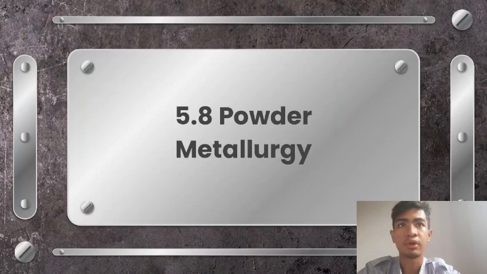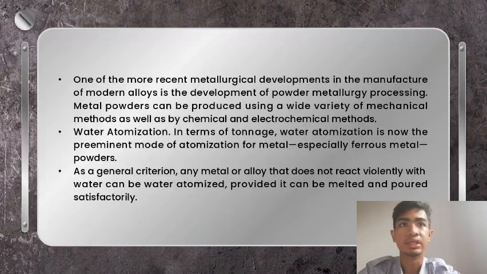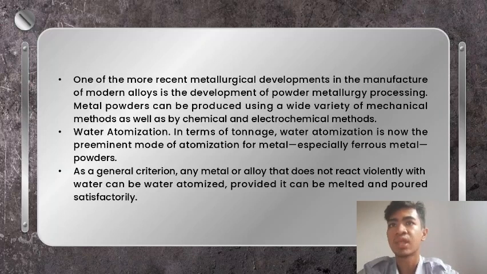Next, chapter 5.8, powder metallurgy. One of the recent metallurgical developments in the manufacture of modern alloys is the development of powder metallurgy processing. Metal powder can be produced using a wide variety of mechanical methods as well as by chemical and electrochemical methods. Atomization is the dominant method for producing metals and prealloyed powders from aluminum, brass, iron, low alloy steels, stainless steels, tool steels, superalloys, titanium alloys, and many other important industrial alloys.